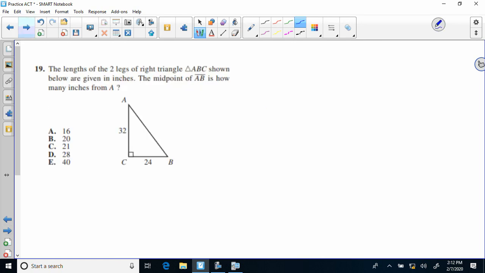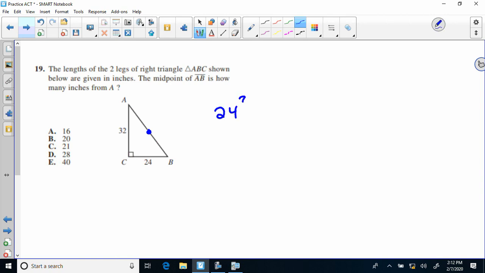Number 19. The lengths of the 2 legs of right triangle ABC, shown below, are given in inches. The midpoint of AB is how many inches from A? They're asking you for the midpoint of AB, or this point right there. To find the point that's the middle of side AB, you'd have to know the length of AB, so you're going to have to use the Pythagorean theorem.